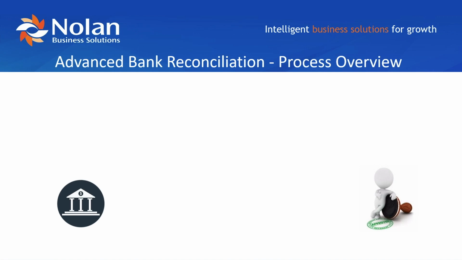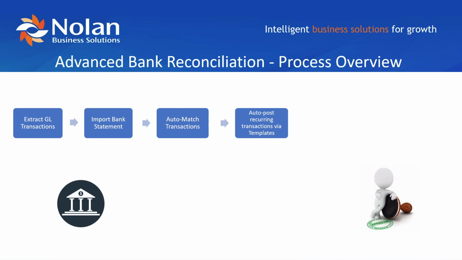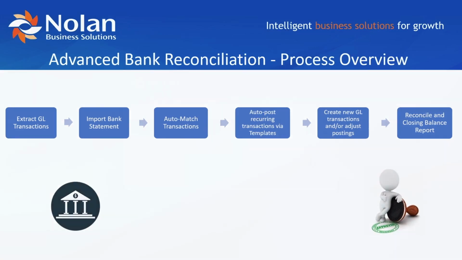Let's talk a little bit about the advanced bank reconciliation process. Everything starts with the extraction of our GL transactions onto our reconcile screen for the period of time that we want to reconcile. Alongside that, we import your banking activity from your bank with your bank connectivity. Then we go through a process of auto matching transactions for you, auto posting recurring type transactions, completing some final adjustments to get you to that daily reconciled position as quickly as possible.